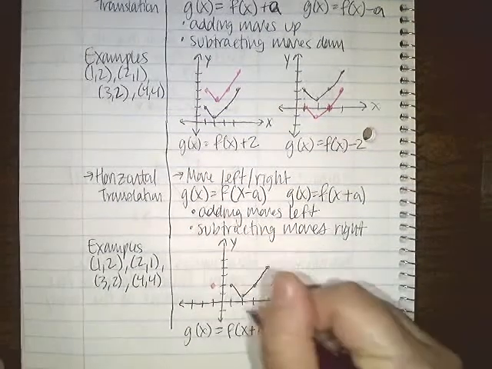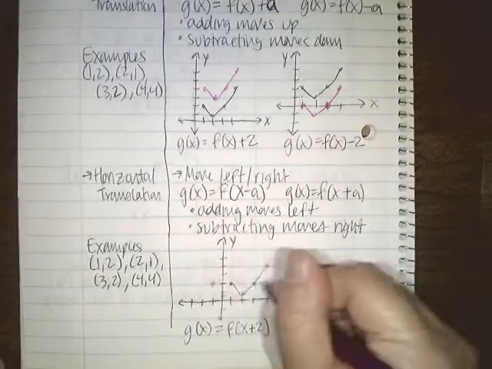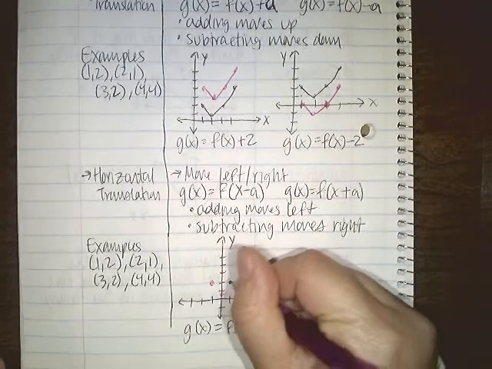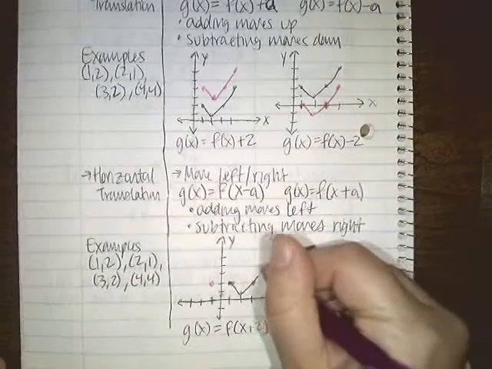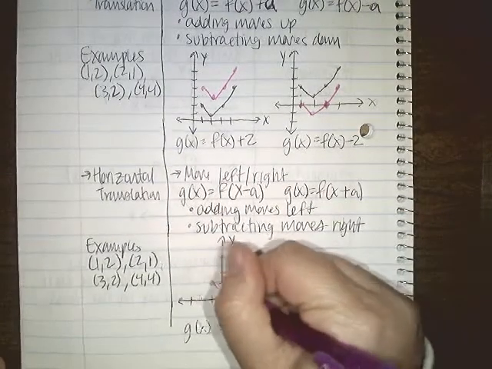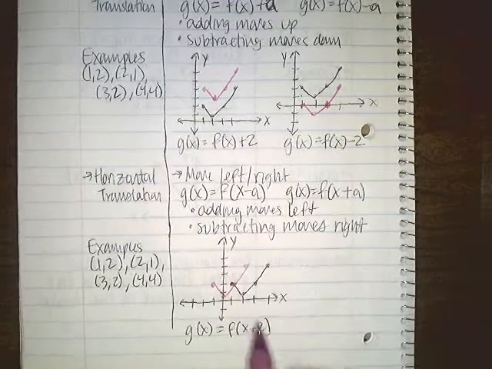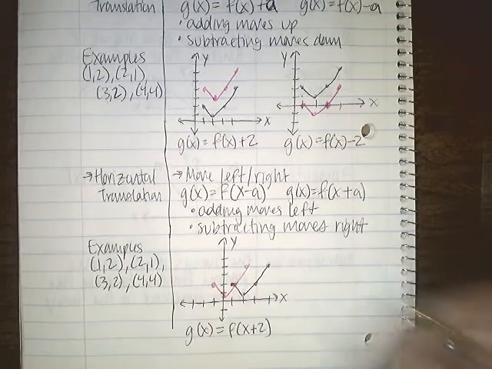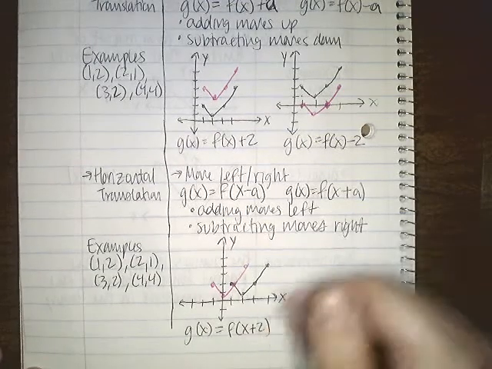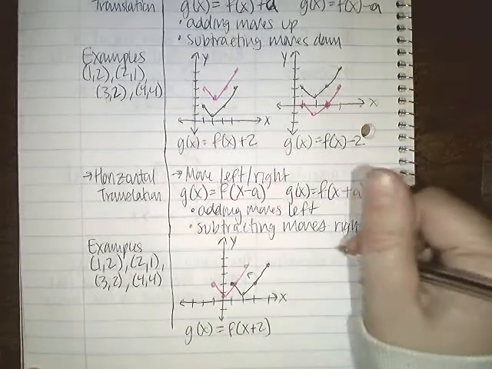So I'm going to go 1, 2. This one will be 1, 2, 1, 2, and then last 1, 2. And so my new function, if I'm adding, is moving 2 to the left. So everything has just gone 2 that way.